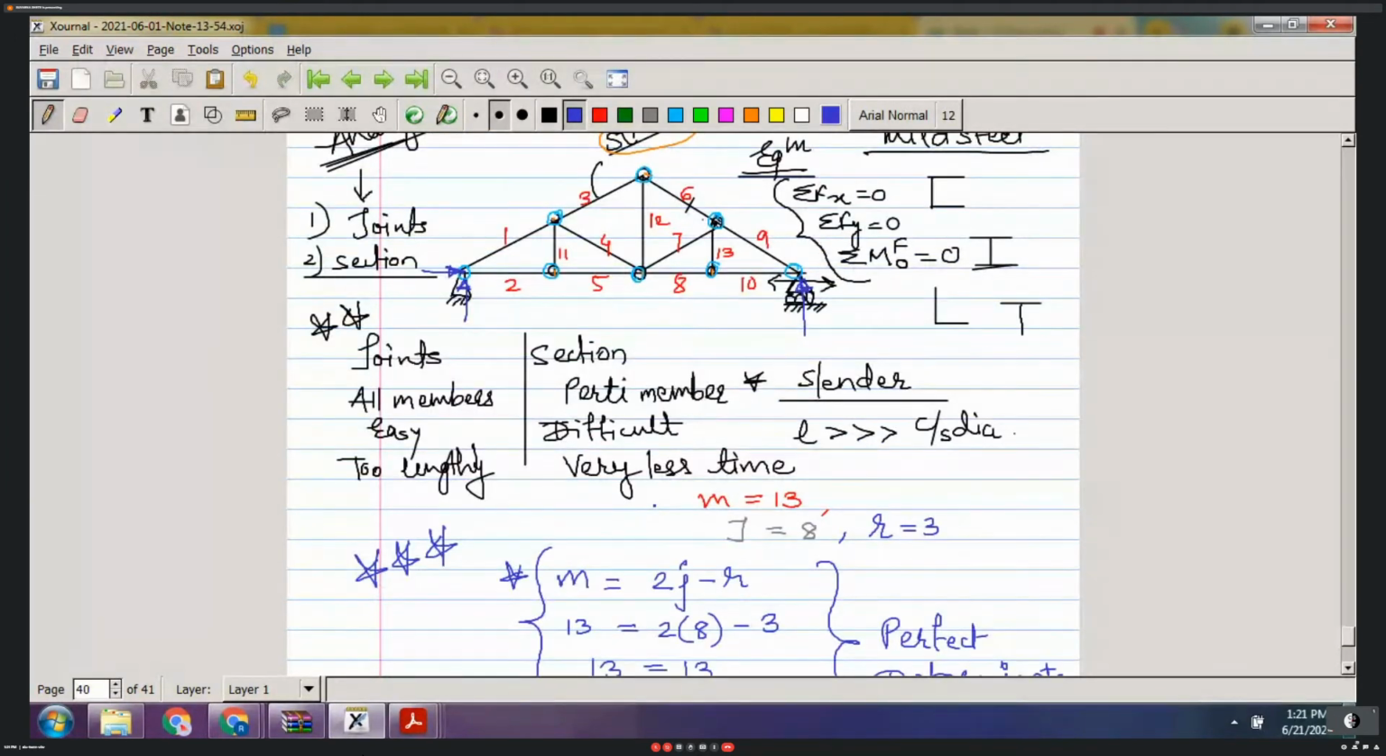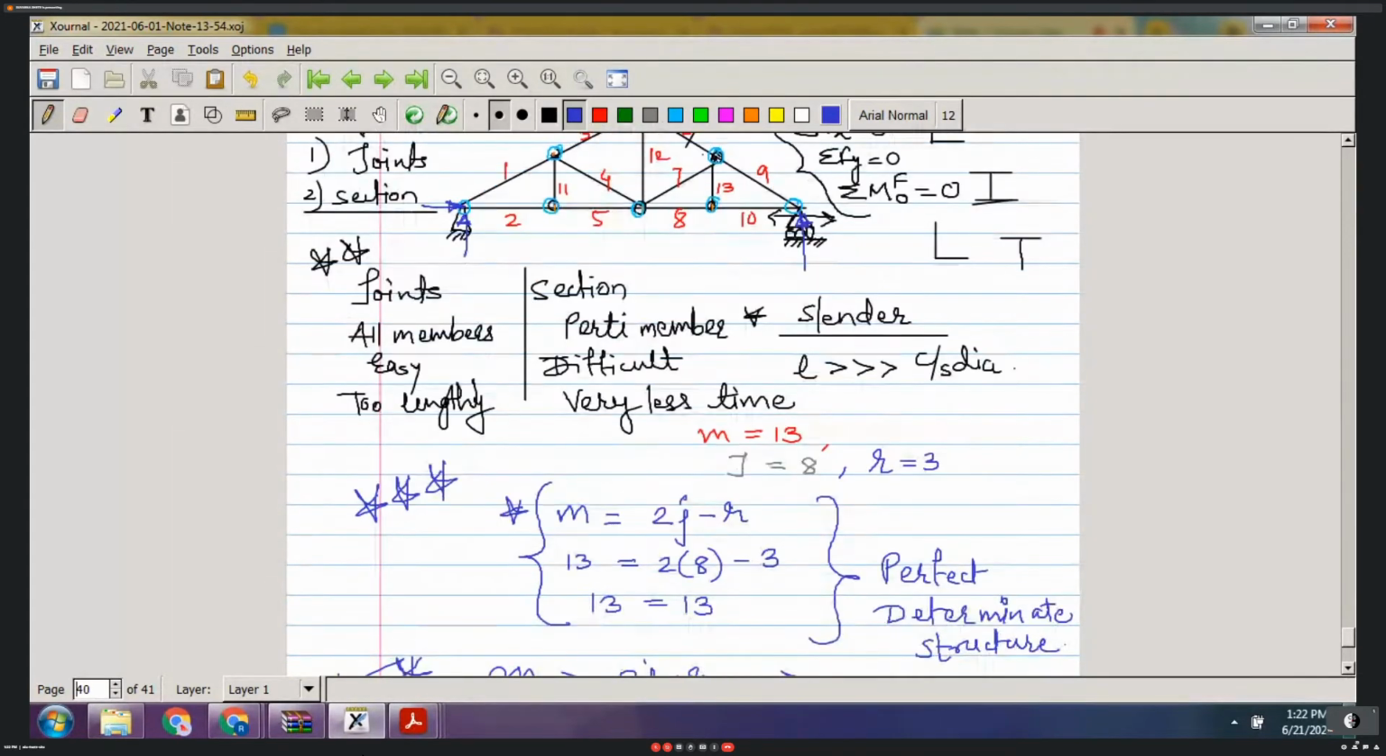Ma'am, I was not able to hear. What are M, J, and R, ma'am? M is the number of members, which I counted here. J is the number of joints, which I showed here in blue. And R is the number of support reactions, the reaction components. So this is your standard equation: M equals 2J minus R. Done? Understood?